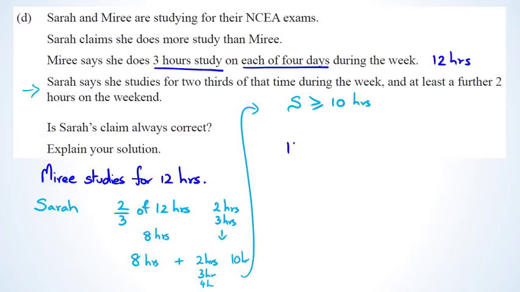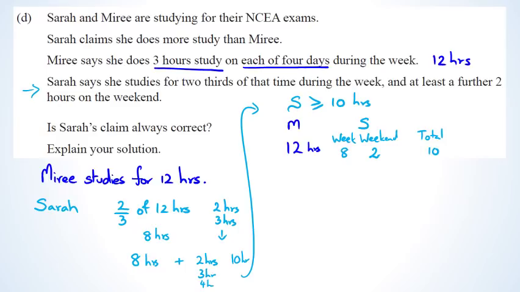Miri, she studies for 12 hours. All right. So she studies for 12 hours. Now, if Sarah studies for 2 hours in the weekend, I'm just going to make a little table so you guys can see what happens. So if she studies 2 hours in the weekend, then the total studying she's done in the week, Sarah does 2/3 of 12, which is 8.